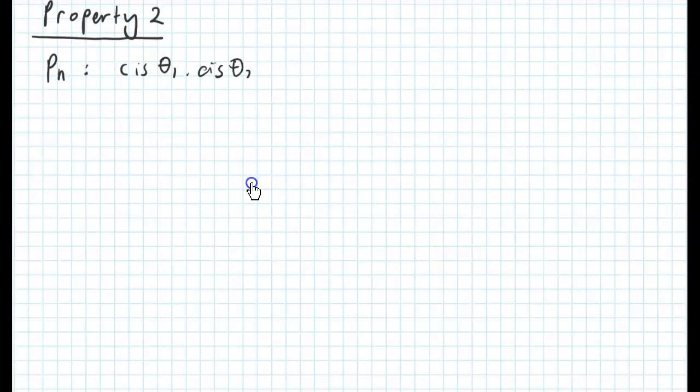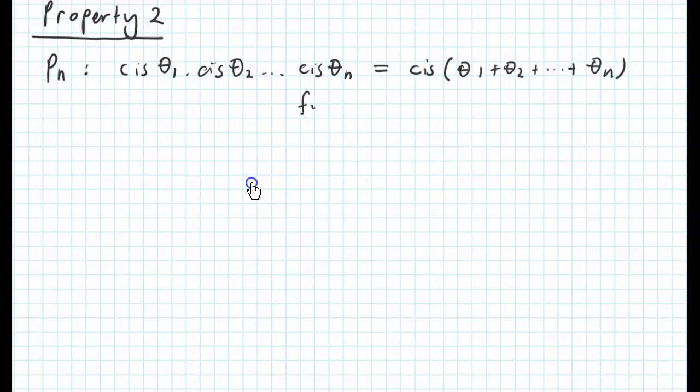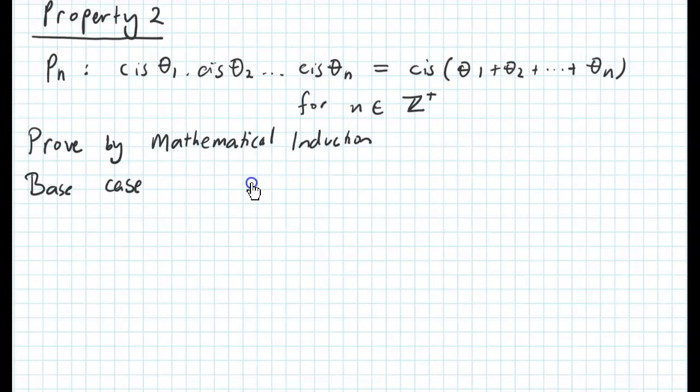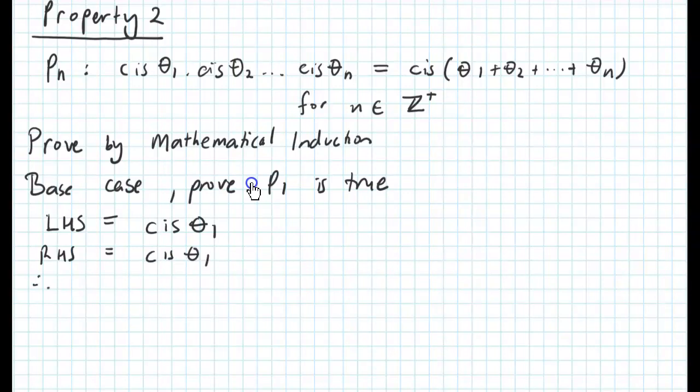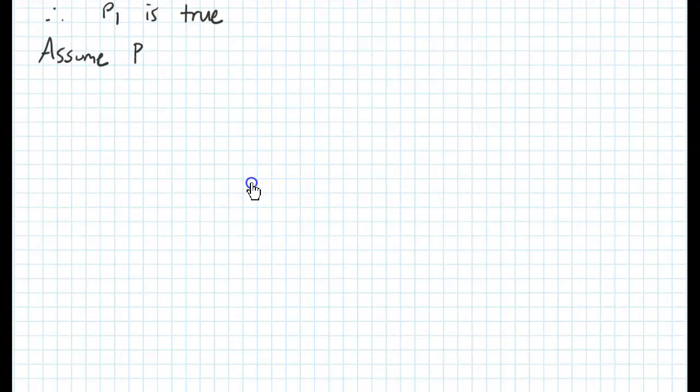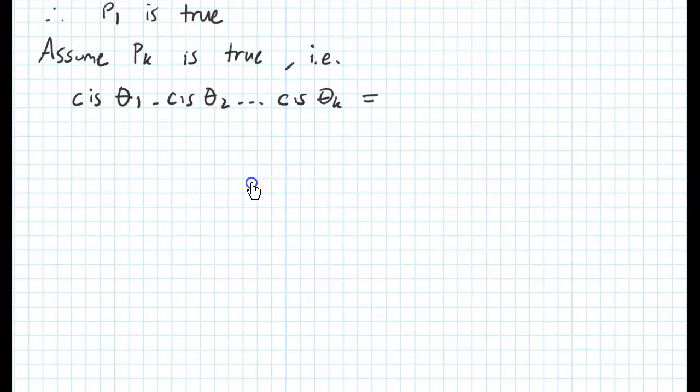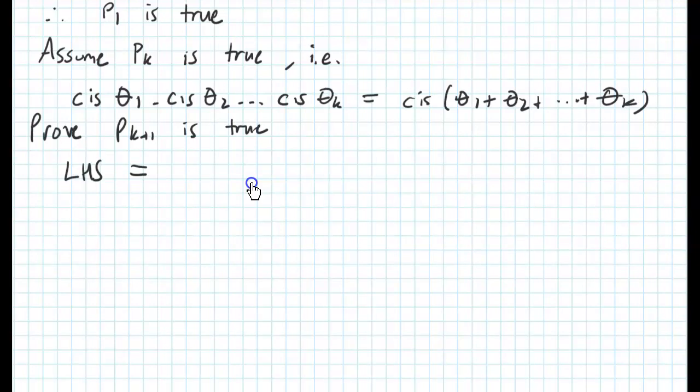The second property we're going to prove involves the arguments of a complex number as given by this property here. Again, we're going to establish this using mathematical induction. So again, we begin by looking at the base case, proving that P1 is true. And this, as in the previous proof, is very straightforward. Left-hand side equals right-hand side. We now assume that our inductive case, Pk, is true. So it sets up our inductive hypothesis. We're going to use this hypothesis to prove that Pk plus 1 is true.